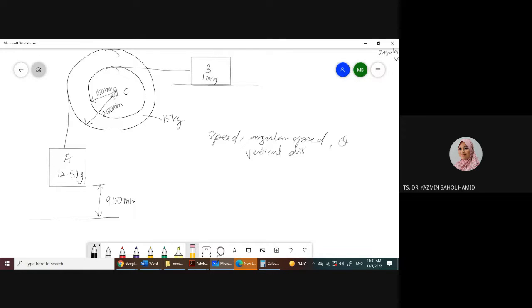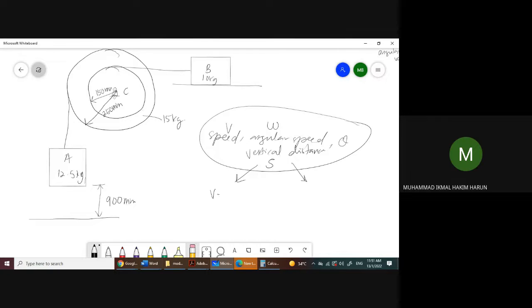Can you guess what formula you want to use to relate all this? There are two formulas. What is it? Can you guess? Class? V equals R omega, S equals R theta. Yes, S equals R theta. Good. So how are we going to relate all these formulas together?